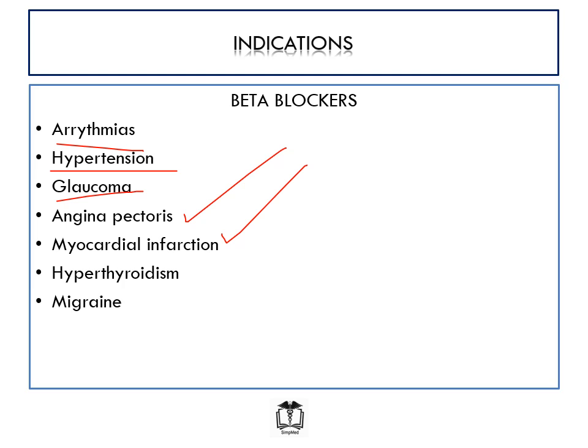We use beta blockers in treating hyperthyroidism because in hyperthyroidism we tend to see an increase in the amount of sympathetic activity. So beta blockers would help in reducing those symptoms as a result. And we could also use beta blockers and alpha blockers in treating migraine. Remember the drug ergotamine. Ergotamine is a non-selective alpha blocker that could be used in treating migraines.